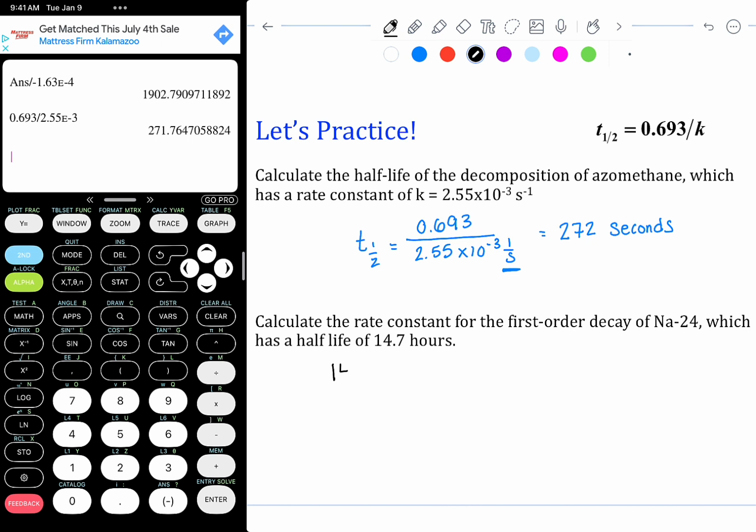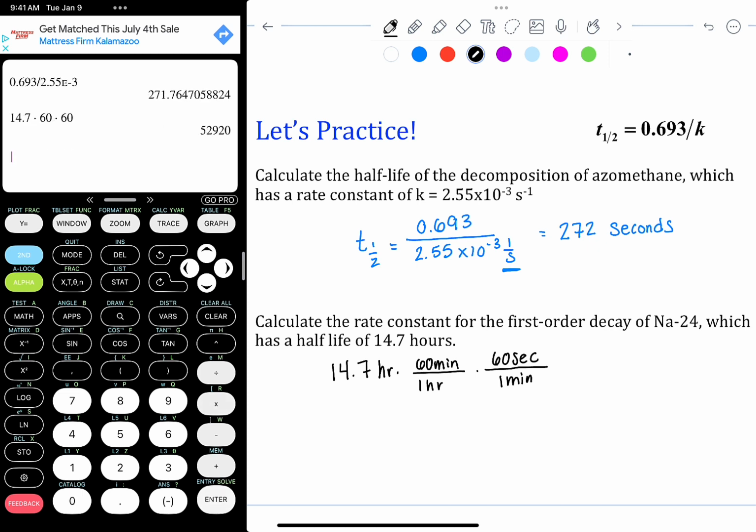So let's take 14.7 hours. We know that in 1 hour we have 60 minutes, and in 1 minute we have 60 seconds. So we'll take that 14.7 and multiply it by 60 and multiply it again by 60. So we have 52,920 seconds. It's a comma, not a decimal. Okay, so now that we have the half-life in seconds, we can plug that in.